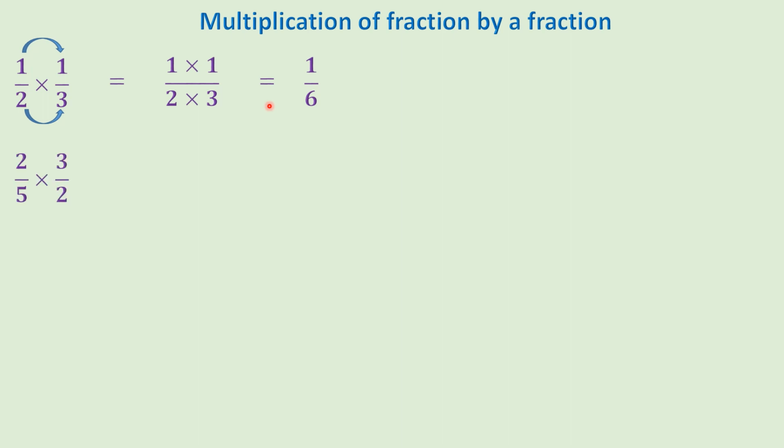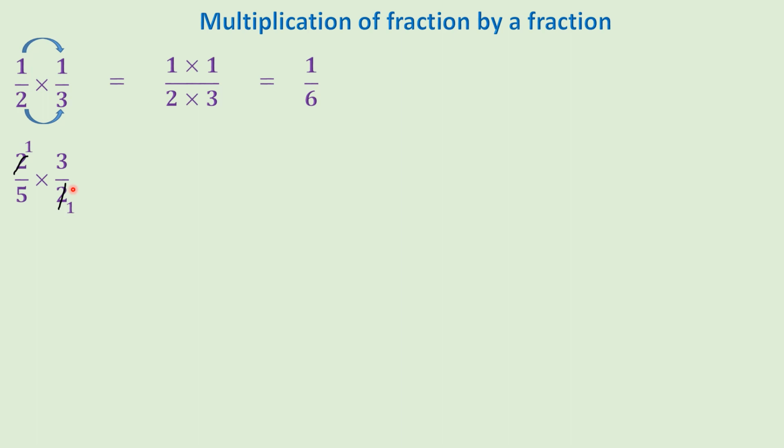See another example. 2 by 5 into 3 by 2. That is equal to, see here, before multiplying, see whether you can simplify the fractions or not. Look at the numerators 2 and 3, and 5 and 2 in the denominators. Now 2 in the numerator and 2 in the denominator. They are divisible by the same number, that is 2. 2 ones are 2, 2 ones are 2. So you can cancel.